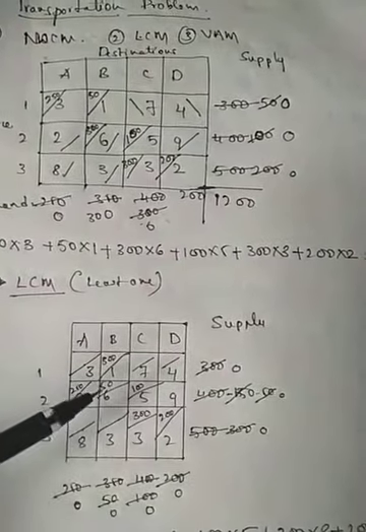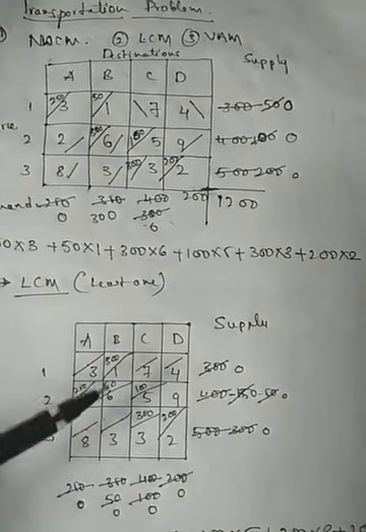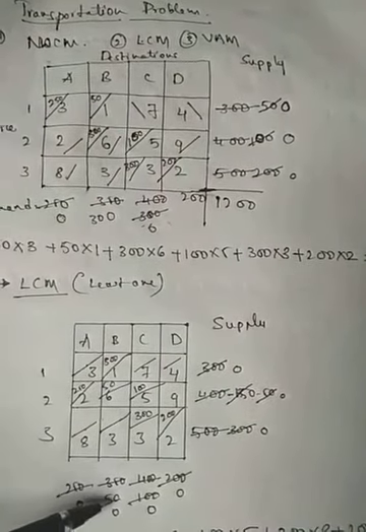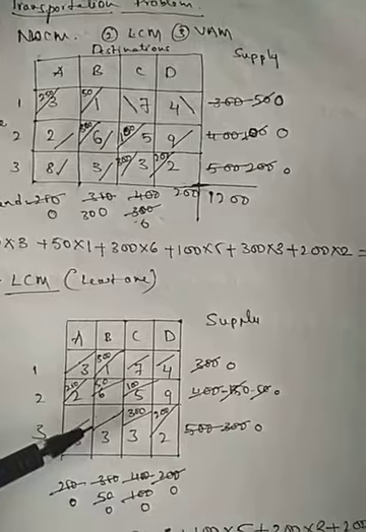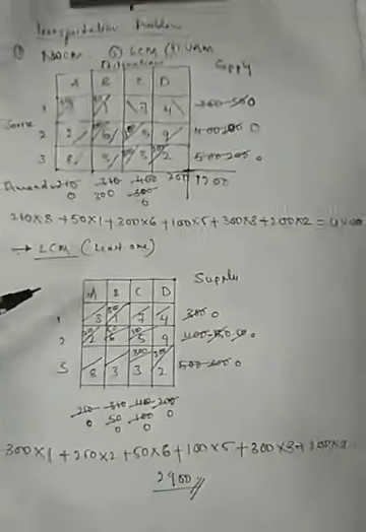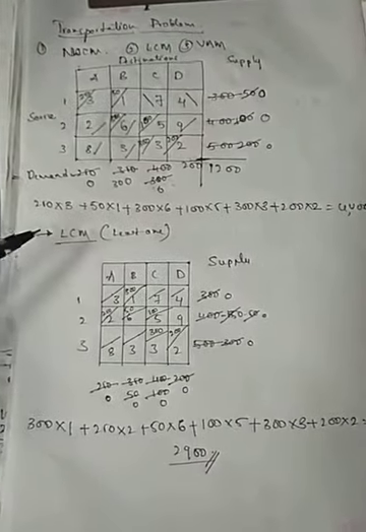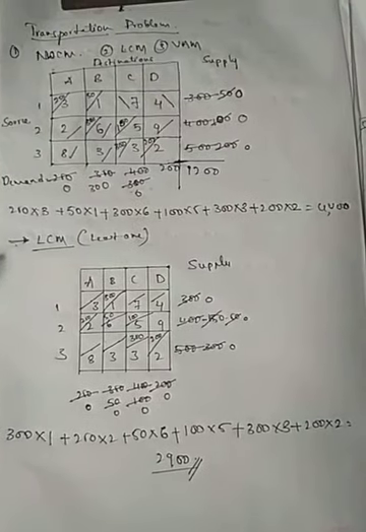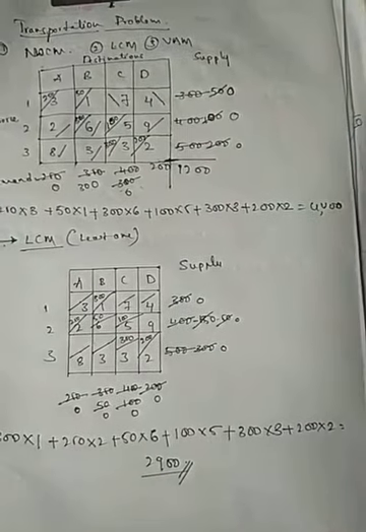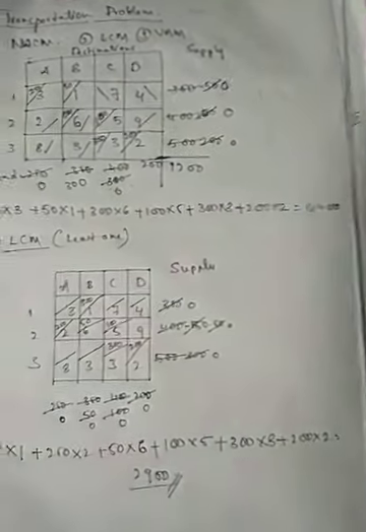So after that, it is the last one, so we have to allocate 50, and here the remainder is 50, so 0 0. Next, from the calculation part, that is 300 into 500, 300 plus 500 plus 900 plus 400. The total answer is 2900. So this is the final one, that is the VAM method.